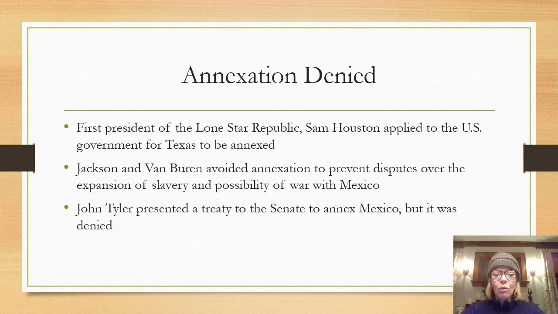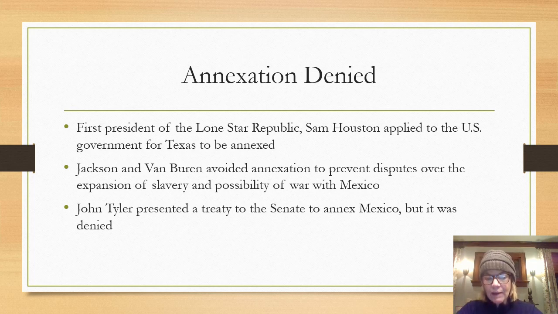All right, so what they want to do, Sam Houston and others, they want to be annexed to the United States. I'm not exactly sure why. Maybe there was strength in numbers. Maybe they saw themselves as Americans, so nationalist sort of sentiment. But under the presidency of Andrew Jackson and Martin Van Buren, they just kind of shied away from it because this was a very controversial issue because of the issue of slavery.